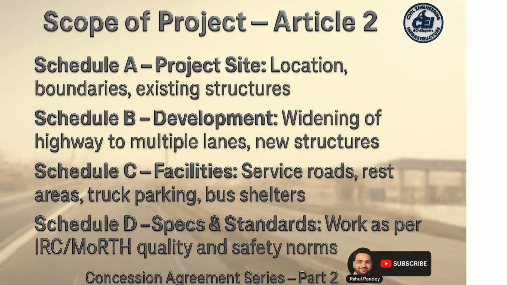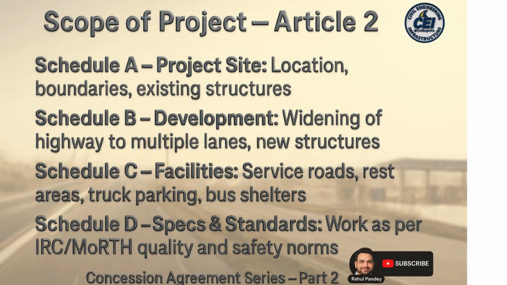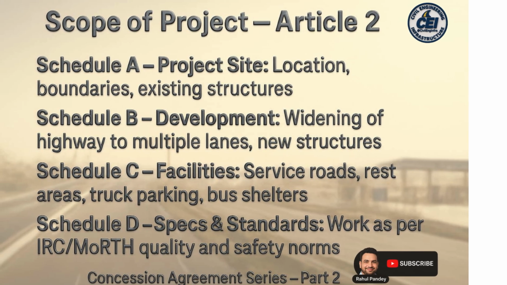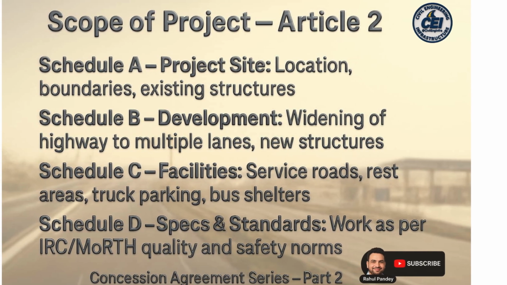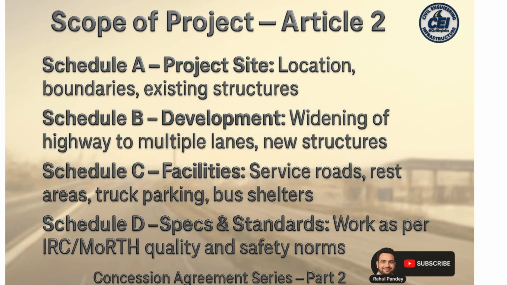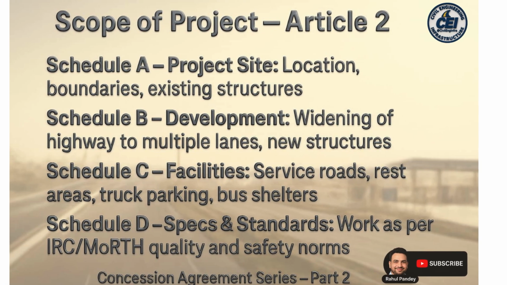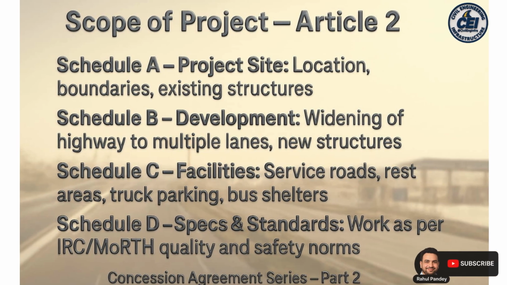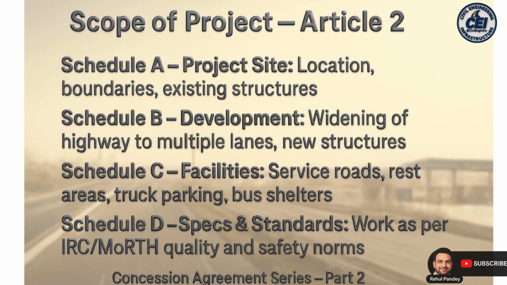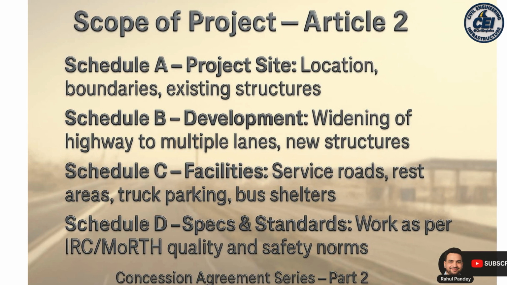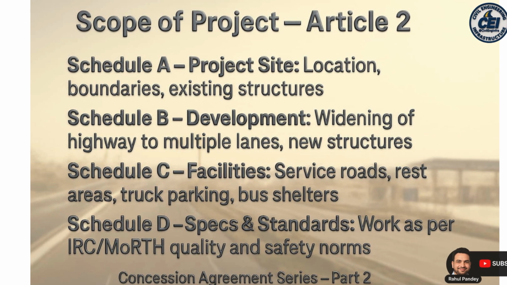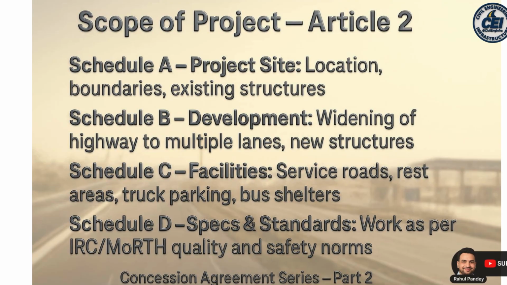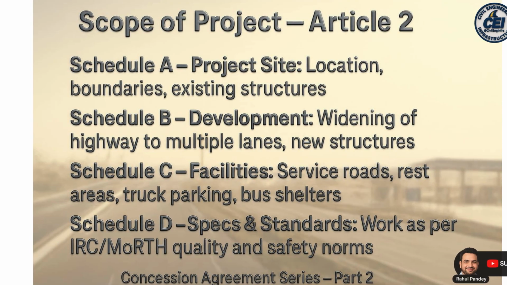Slide 2. Scope of project, Article 2. In a concession agreement, scope of project is defined under Article 2. It is basically divided into 4 schedules. Schedule A: project site details, land location, boundaries, existing structures, utilities, approvals and clearances. Schedule B: development, road works, structures, toll plazas, drainage, safety items and amenities. Lanes depend on project design.